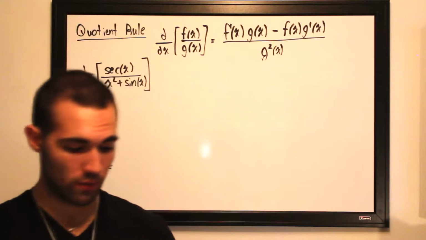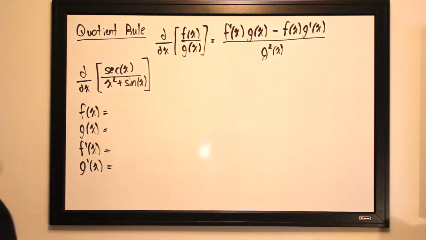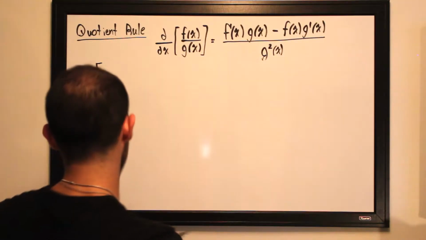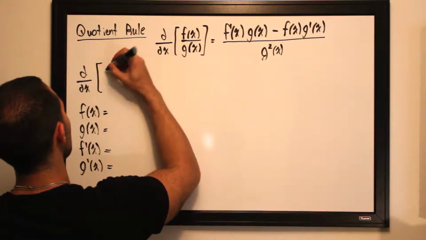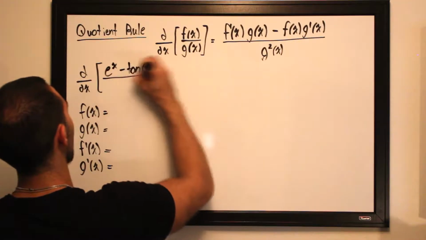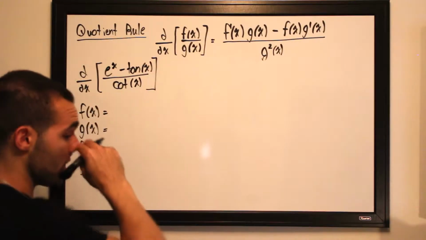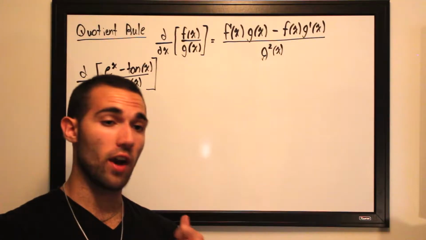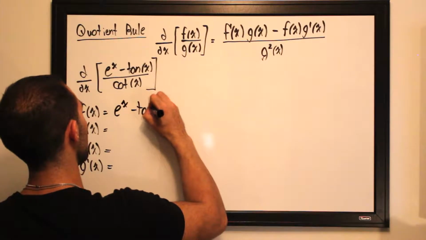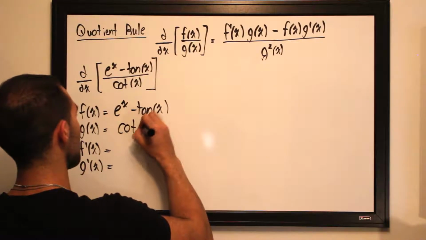Next up, we've got derivative of e to the x minus tangent of x over cotangent of x. Let's clean this up. So our numerator will contain e to the x minus tangent of x over cotangent of x. And the process is always the same. Our numerator will be our f of x. So e to the x minus tangent of x. Our denominator is our g of x, which is cotangent of x.